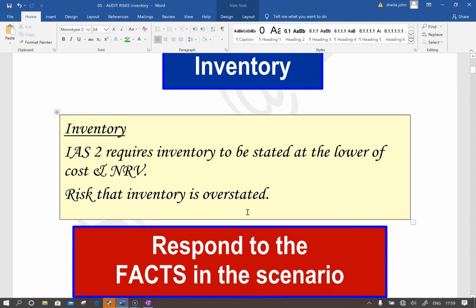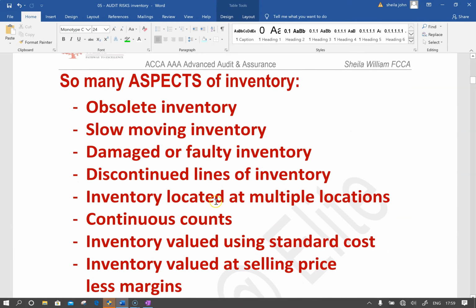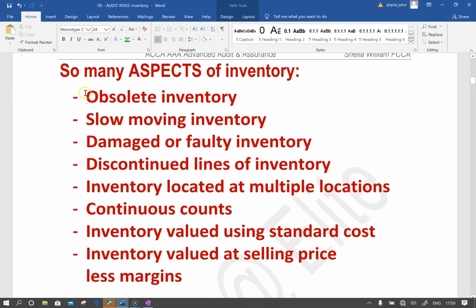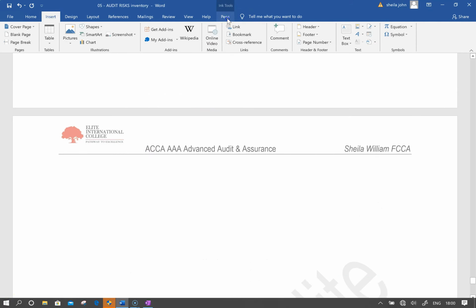We also said that it was important to respond to the facts in the scenario. There are so many different aspects of inventory, and this is important for you to note because the way you write the accounting treatment would be different for each one of them. So let's very quickly summarize how you're going to write out the answer.